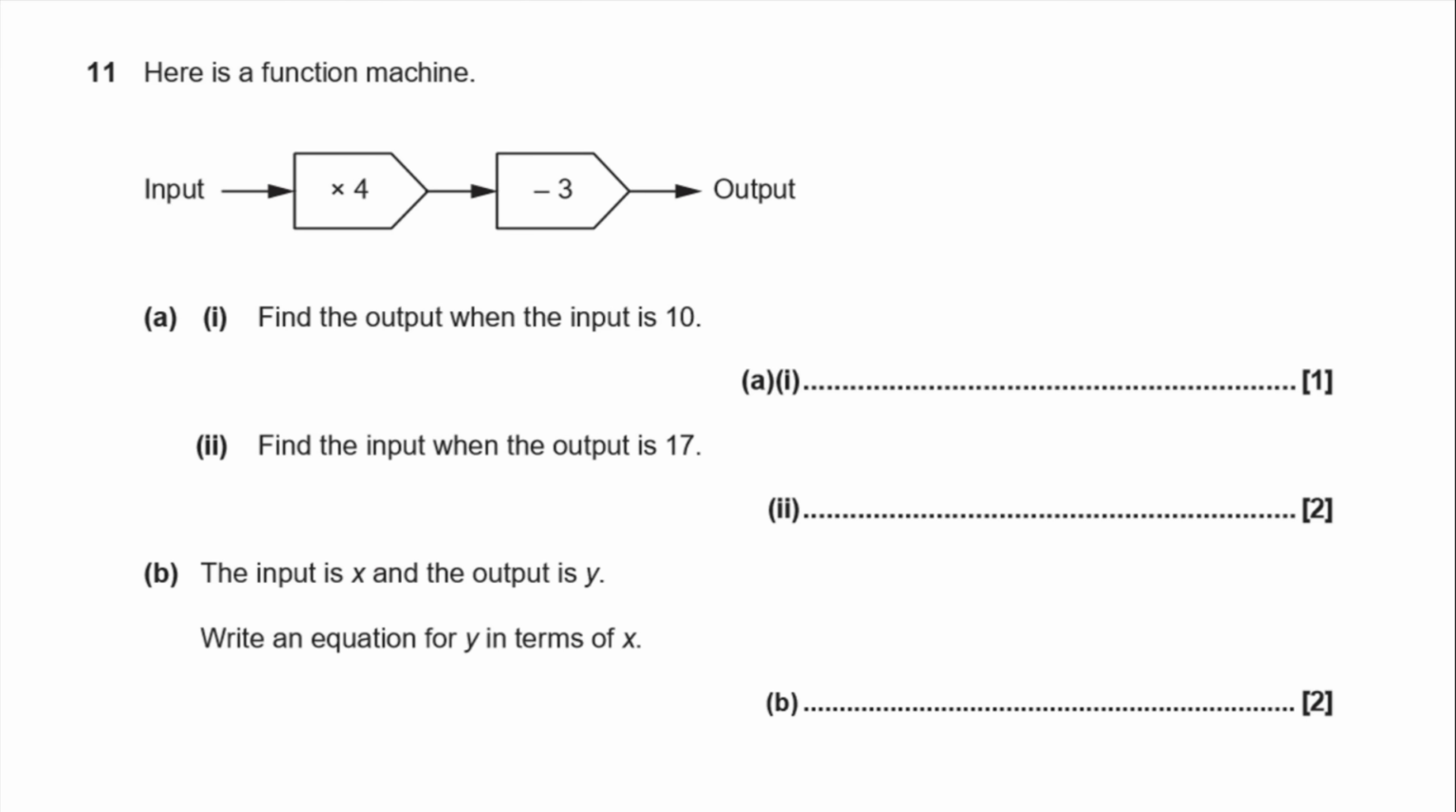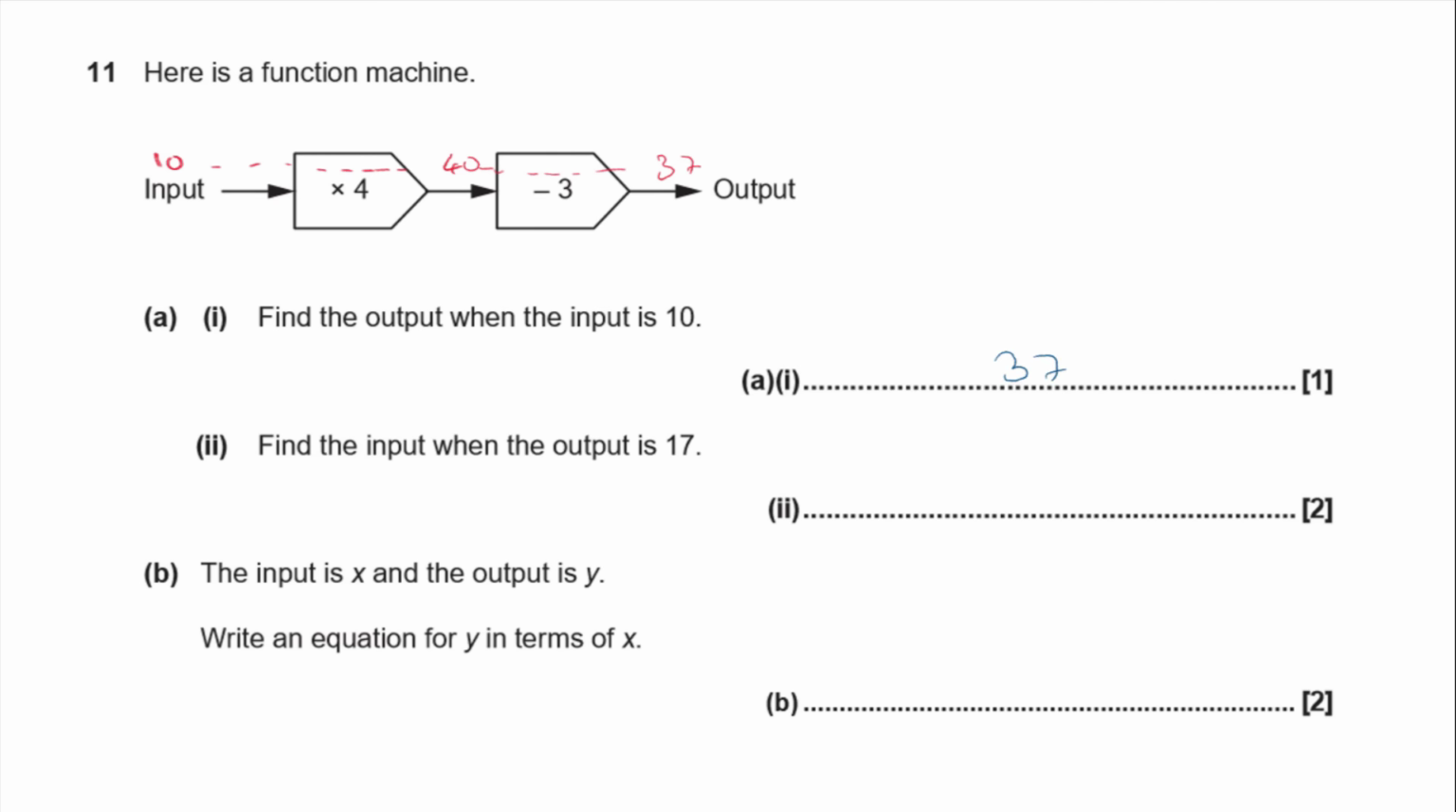Question 11, here's a function machine. I've got an input. My input value is multiplied by 4, and then 3 is subtracted to get my output value. So find the output when the input is 10. When I put 10 in here, then 10 is going to be fed into my function. It's going to be multiplied by 4, and that's going to give me 40. And then if I subtract 3 from it, I'm going to get 37, aren't I? So 10 goes in, 37 comes out.